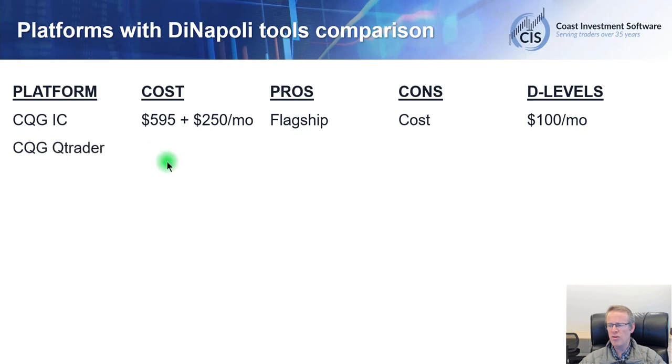And then Qtrader is the light version of CQG integrated client. It comes at a cost of $75 a month, but some brokers offer it for free if you open an account with them. Of course, the big pro is you still have all the features and it's very stable. The con, however, it's only locked to one screen. You cannot have multiple screens with CQG Qtrader, and then the DiNapoli Levels also comes at $100 a month.